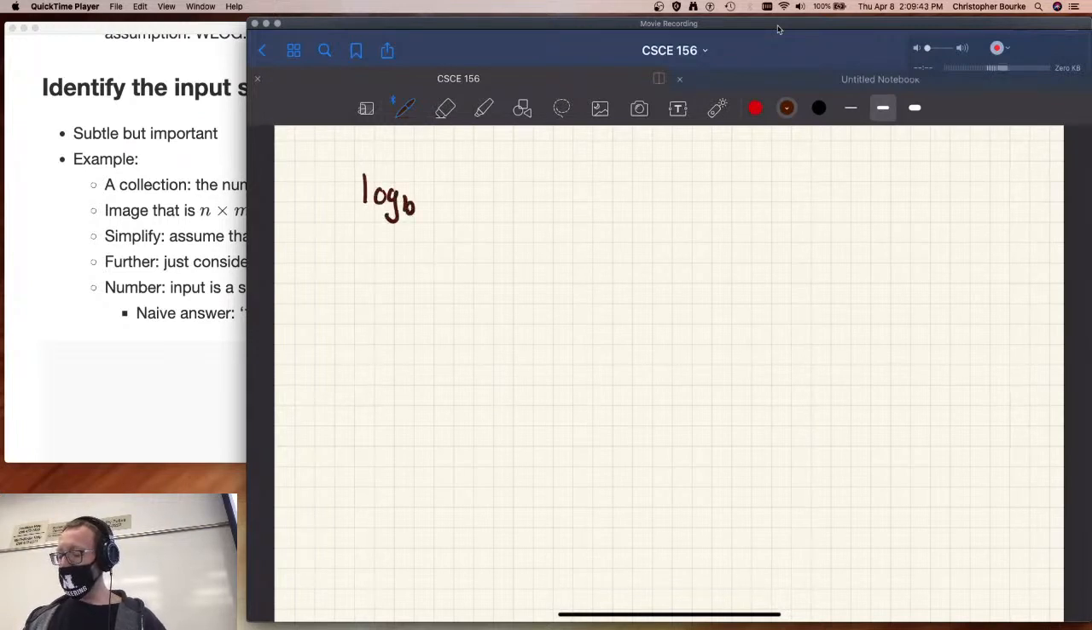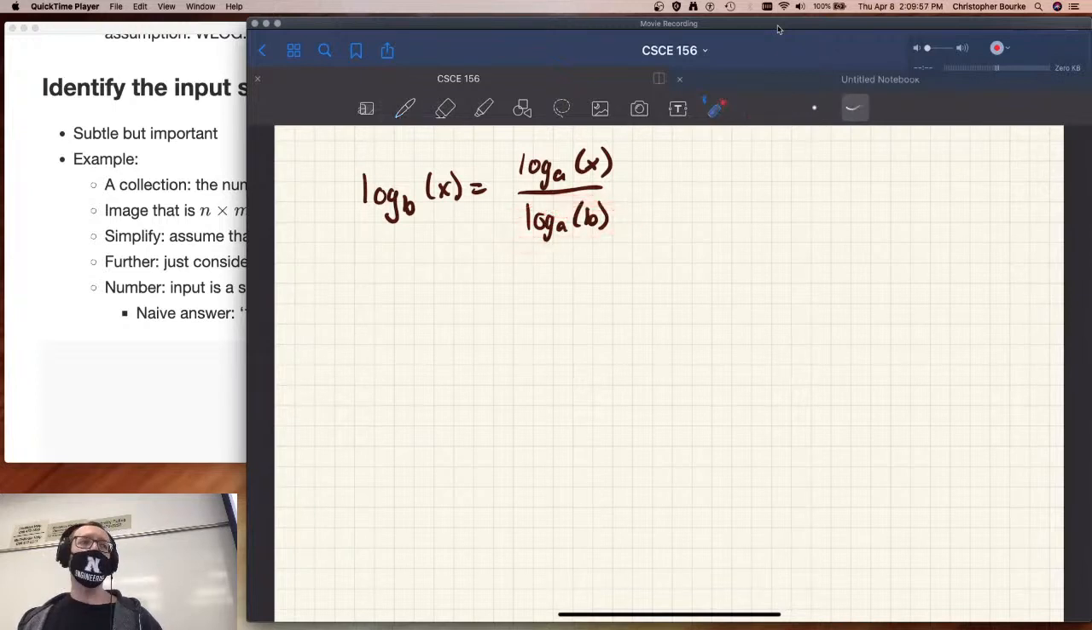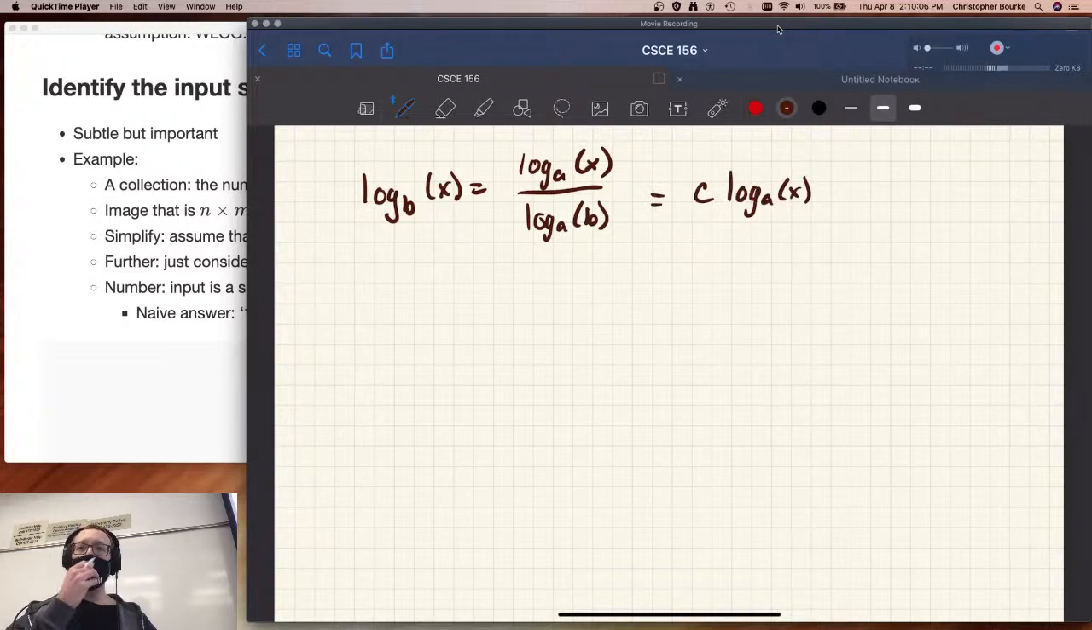Log base b can always be converted to any other log base. How? Log base a of x: all you need to do is apply the change of base formula. Log base a of b here is just a constant. I could re-express this as some constant sitting out front times log a of x. All bases, all logs are the same to within a constant.